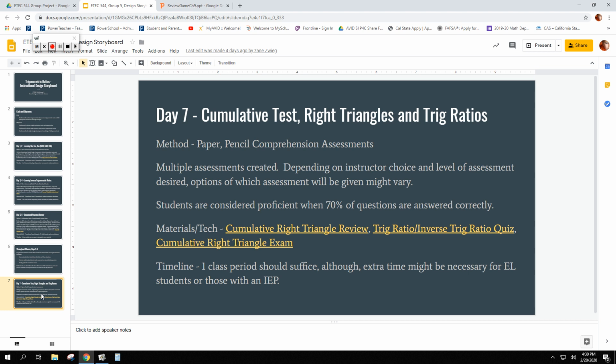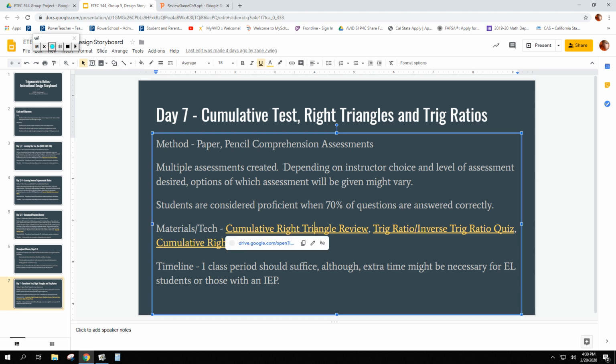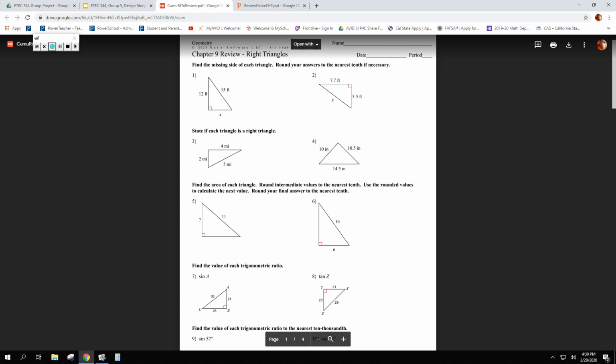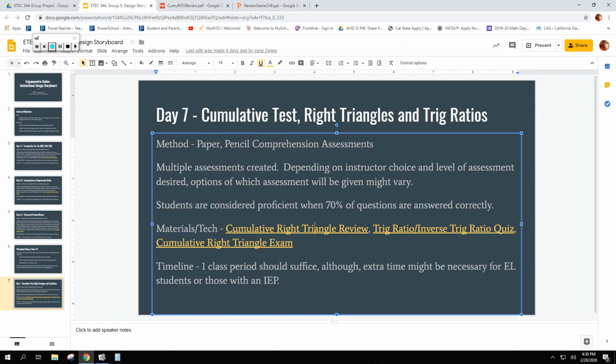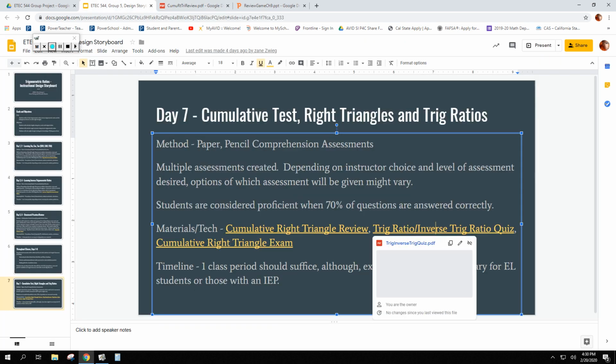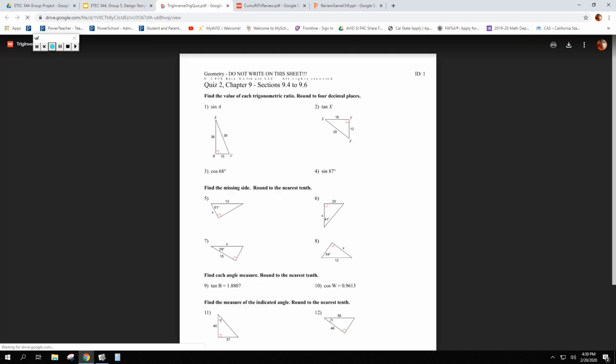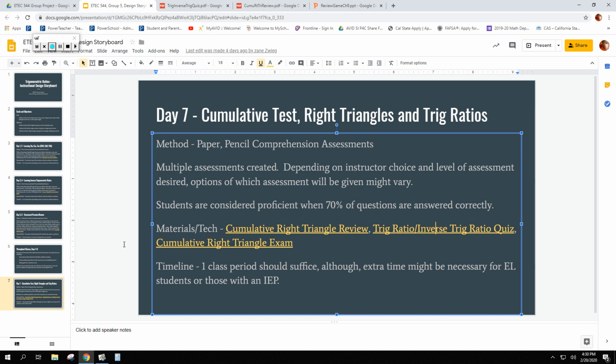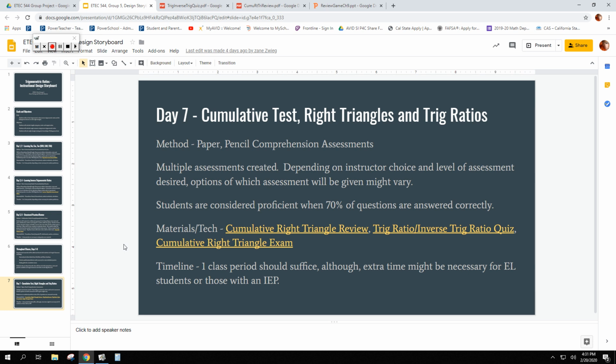Paper and pencil type tests. There'll be multiple assessments that are created. In fact, multiple assessments have already been created. There's a cumulative right triangle test that they could take. There is specifically a trig ratio and inverse trig ratio test that they could take. But really it just depends on the instructor and what it is that they want to test for proficiency.